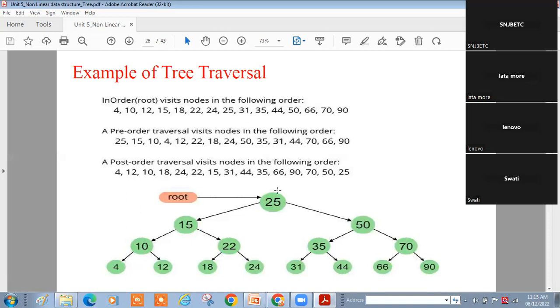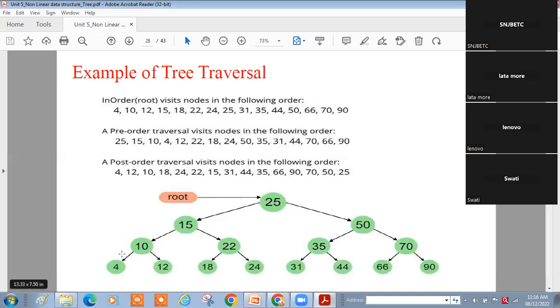When I'm focusing on in-order, this is 25. For this 25, I will first observe the left. Left is 15, but 15 is again a root, so I have to move to left. Left is 10, but this is again a root, so first I will write down 4. Left, then root, then right. So I have written 4, 10, 12. Now move back. Back comes to 15.